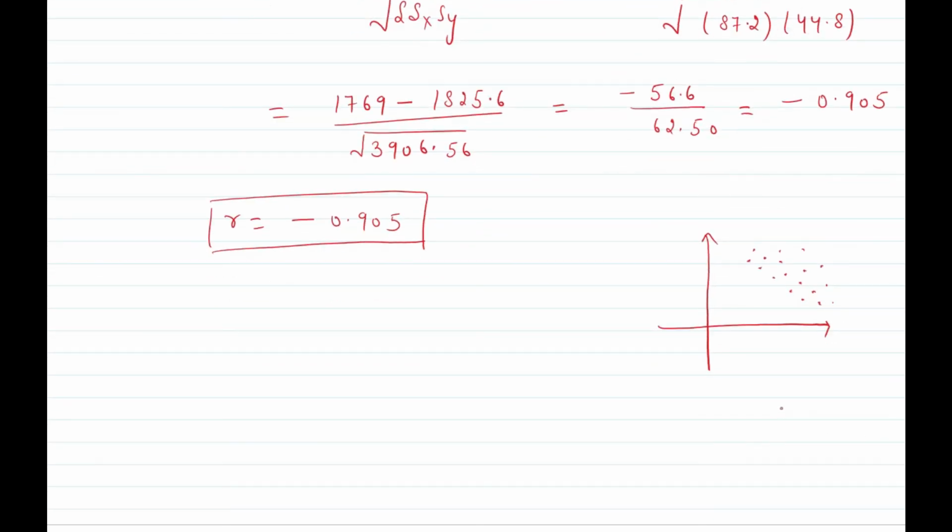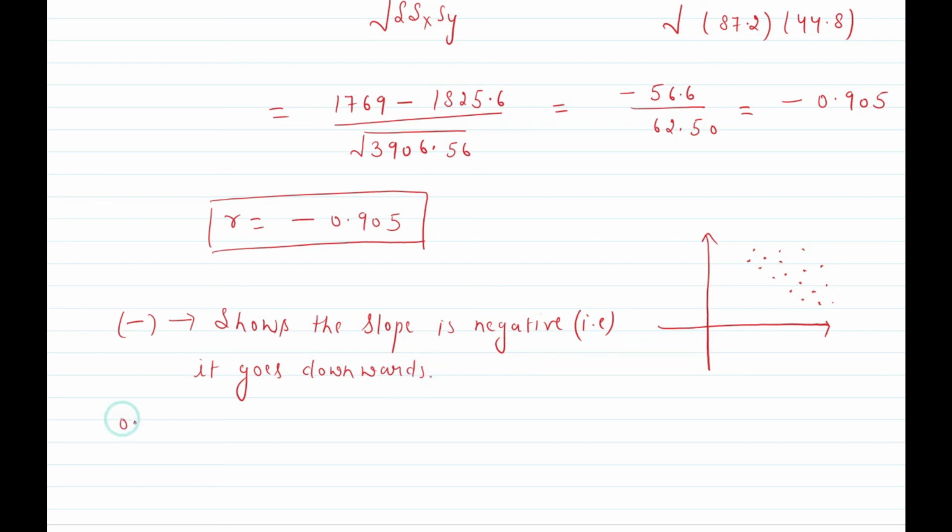Now what does this minus 0.90 show? First, the minus sign shows the slope is negative, that is, it goes downwards.